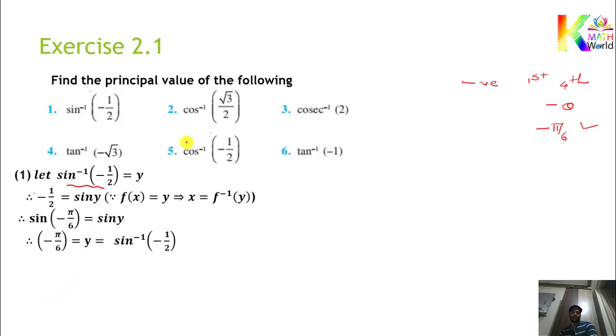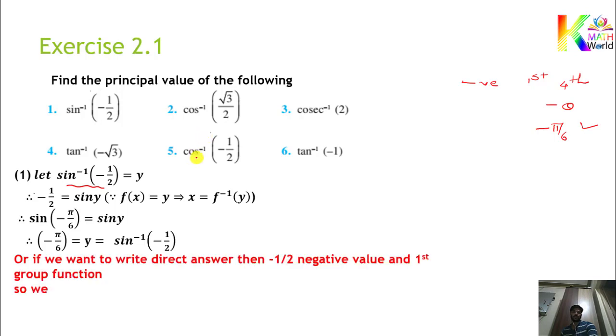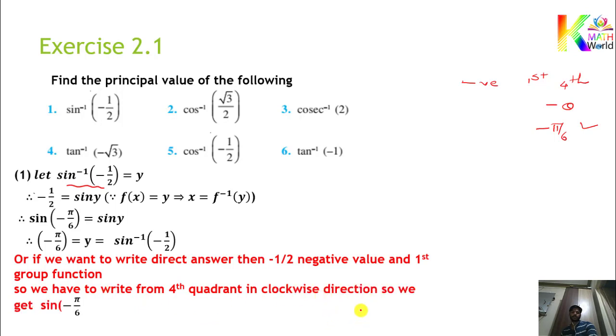In the same way, see the next question, cos inverse of root 3 by 2. Whatever we discussed, you can see in the description. So the answer is minus 5 by 6. Whatever we discussed is the description given in this red color. Okay.